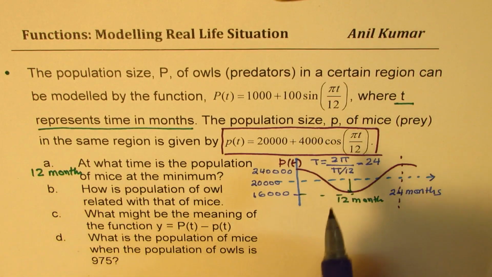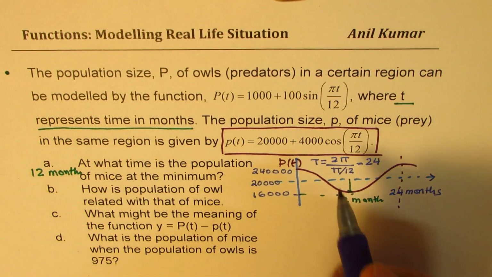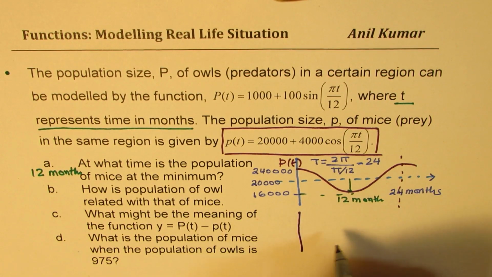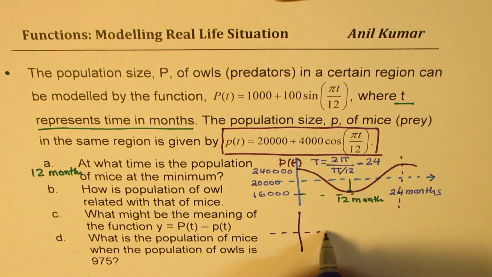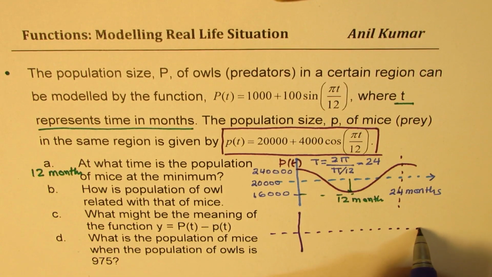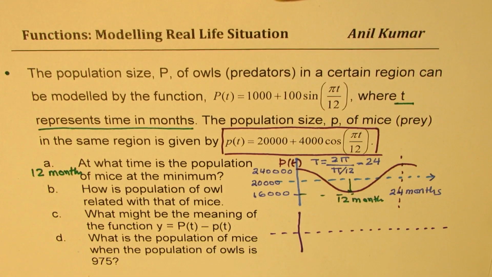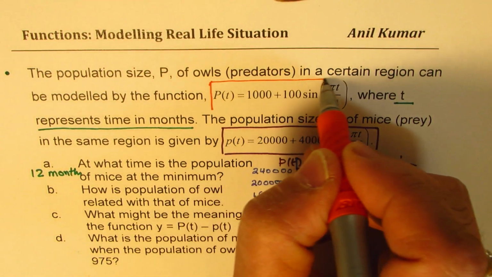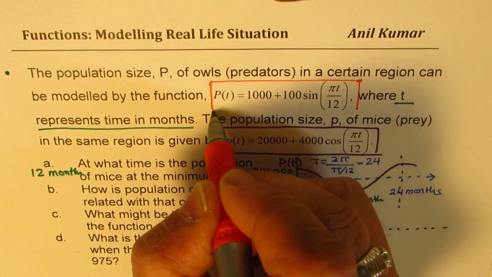mice? We're given this population of owl. We'll actually see a small sketch and then answer the question, correct? So I'll try to make a similar type of scale. Now, population of owl. Let's choose a color. That's fine. So this is owl population, capital P.